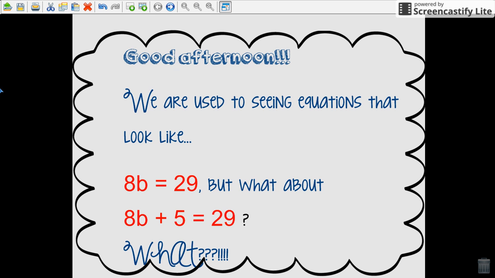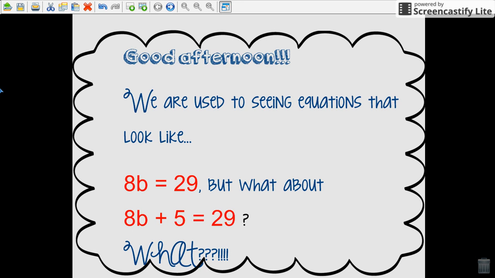Let's look a little bit deeper into those equations we've been working with the last few days. It's really fun to be working with these equations, and we need to do a little bit more with them. Hopefully it won't blow your socks off too much. We'll be able to take a deep breath and tackle these together.